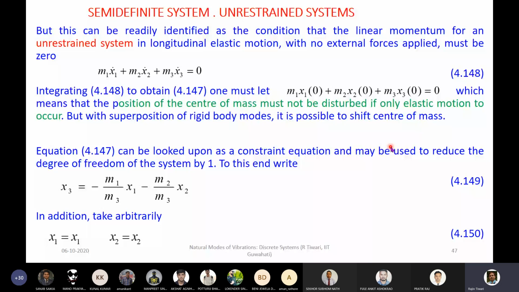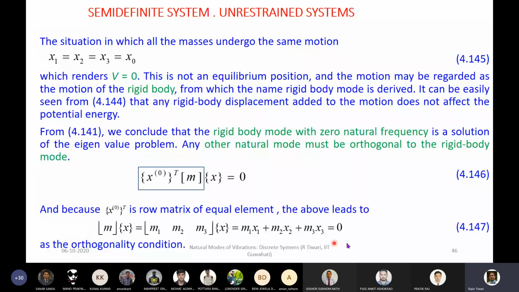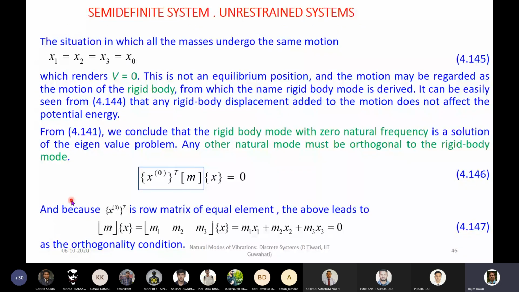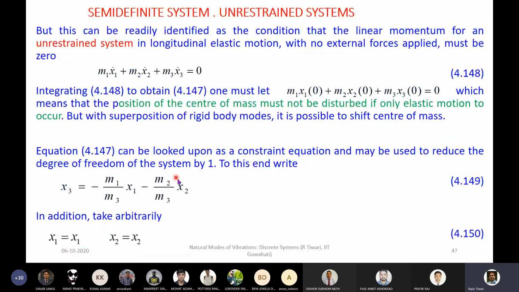Now, the condition which we got from the rigid body mode present in the semi-definite system gives a relationship between x1, x2, x3. So x3 can be expressed in terms of x1 and x2, or any other. If we know x1 and x2, we can get x3 from here. So I have written this equation like this. Okay, so x3 is this.